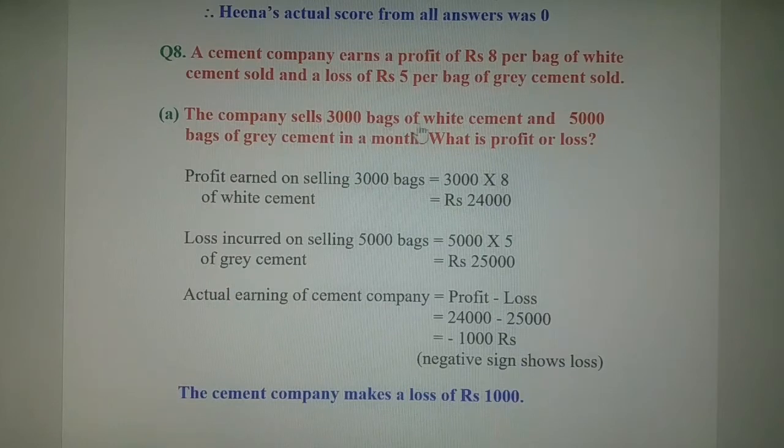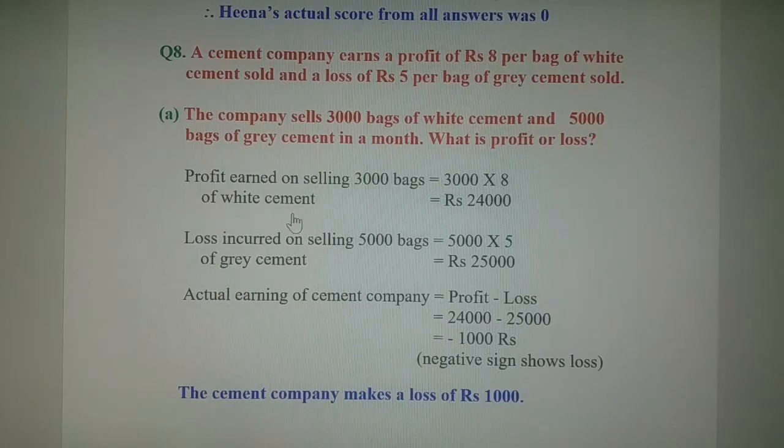The company sells 3,000 bags of white cement and 5,000 bags of grey cement in a month. What is the profit or loss of the company? Now profit earned on selling 3,000 bags of white cement, we have to first calculate. When we are selling 1 bag of white cement, 8 rupees profit is earned. So if you are selling 3,000 bags of white cement, the profit will be 3,000 multiplied by 8, that is 24,000 rupees. The company earns a profit of 24,000 rupees when they are selling 3,000 bags of white cement.